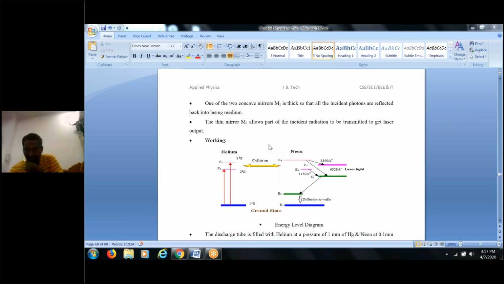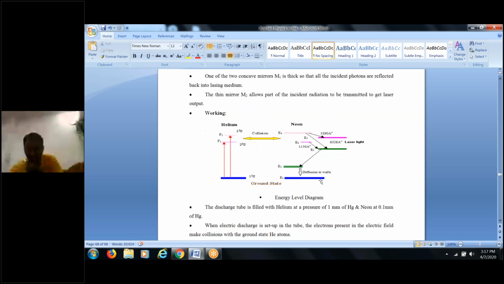Right? Then, if you consider the working process, see here. First, this blue color indicates the ground state. On the left hand side, these are the helium atoms, and on the right hand side, neon atoms. First, I will explain the role of helium atoms here. Majority of the helium atoms are present at ground state, and you know majority atoms are helium atoms. So therefore, helium atoms are colliding with themselves. As a result, some of the helium atoms gain energy, some of the helium atoms lose energy. Therefore, the helium atoms which gain energy are raised to the higher energy levels, F1 and F2. See here, these are the helium atoms.